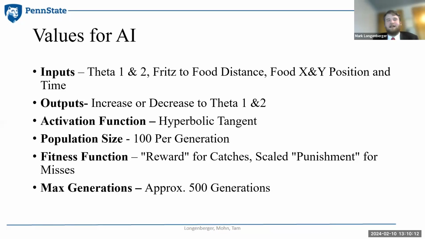Our population size was set to be 100 per generation. The fitness function was created to reward the AI for catches and to punish the AI for misses. We also implemented that if the AI was getting closer to the food object than previously, then it would also get rewarded for doing better than it previously had. And we let the model run for approximately 500 generations.